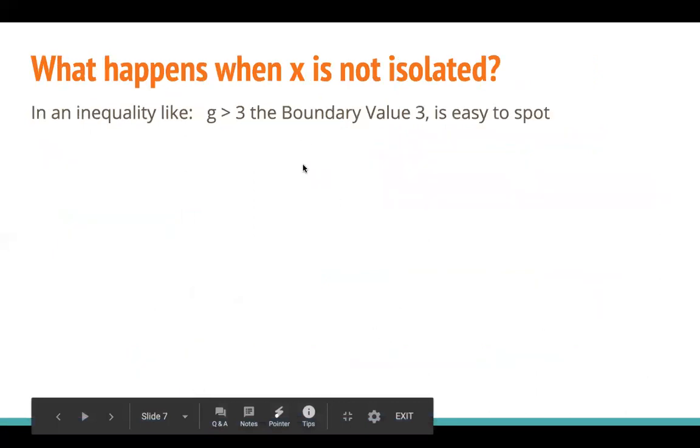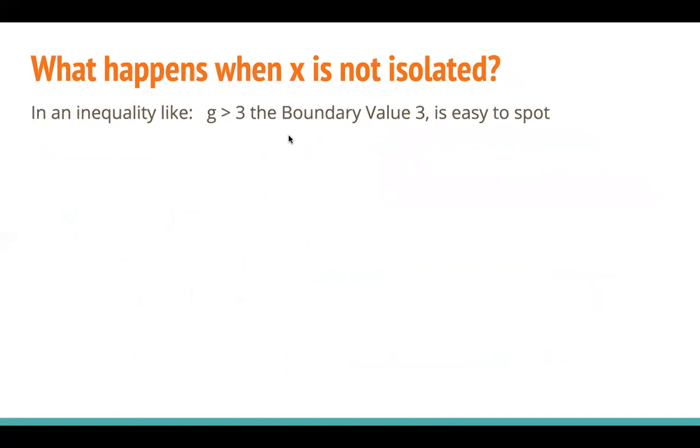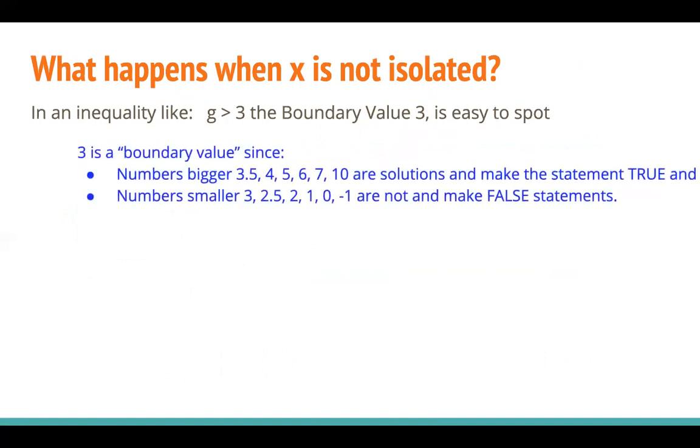What happens when I have an inequality and the boundary value is not isolated? Here, this one's easy. g is greater than 3. Boundary value is 3. The numbers bigger are solutions. The numbers smaller are not solutions. And so with 3 as the boundary value, 3.5, 4, 5, 6, 7, 10, they're all true statements. Numbers smaller, 3, 2.5, 2, 1, 0 are not and make false statements.